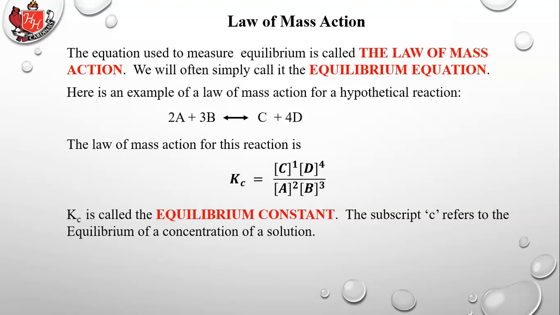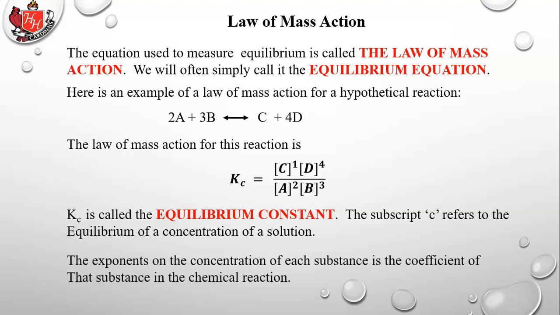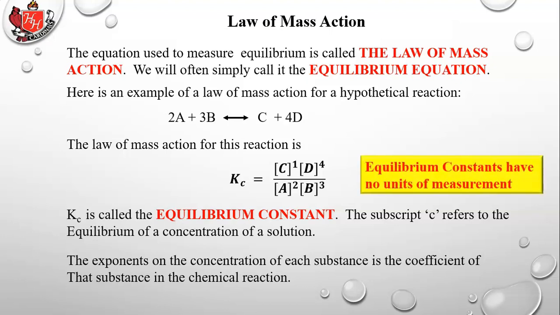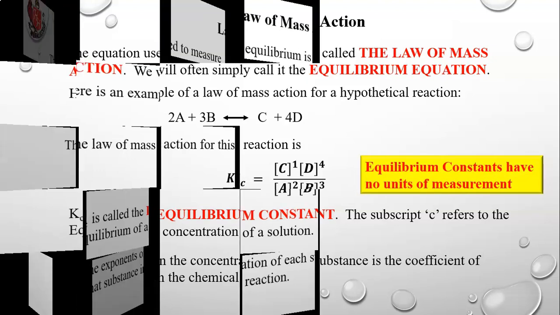So K is the equilibrium constant. C means for a concentration, as opposed to several other types of equilibrium constants that we'll talk about. The exponents on the concentration of each substance is the coefficient of that substance in the chemical reaction. Equilibrium constants have no units of measure, so please remember that.